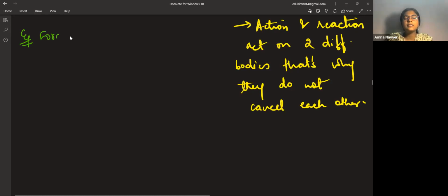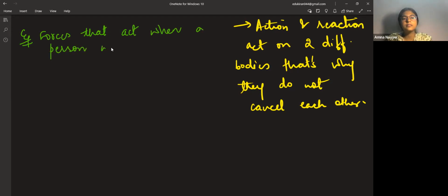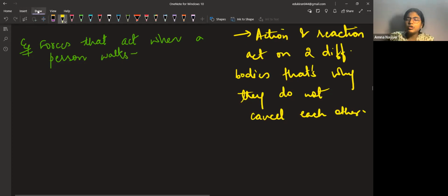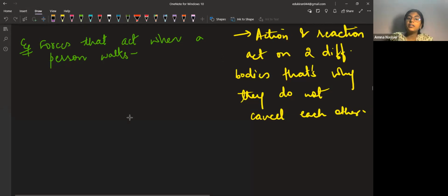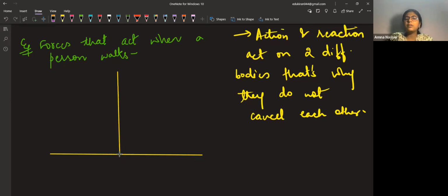Forces that act when a person walks. Now see, if a theoretical question comes to you to write the laws of motion and describe all of these, then straight away you will mention all three laws. But if a specific question comes from the third law of motion only, then you have to give this example, because it is a very good example. So it's preferable to give this example whenever it's used.